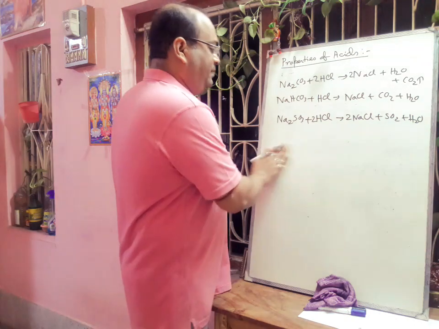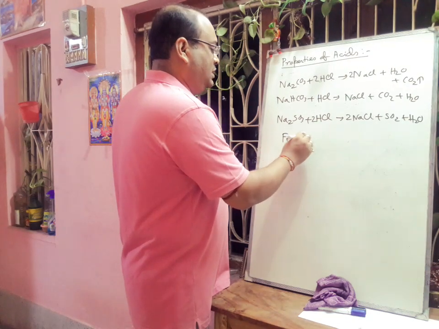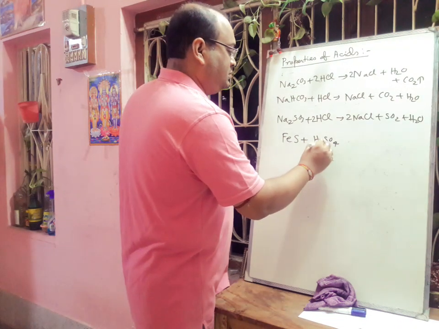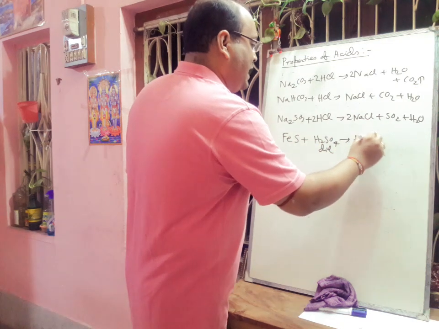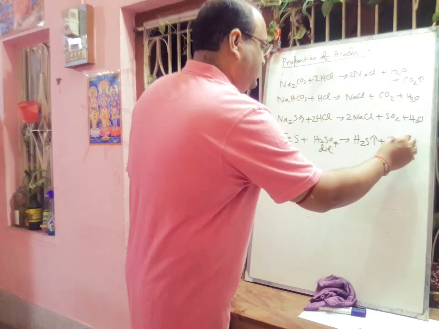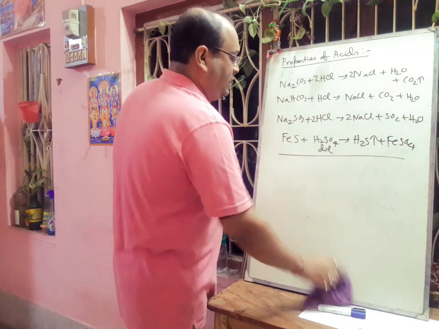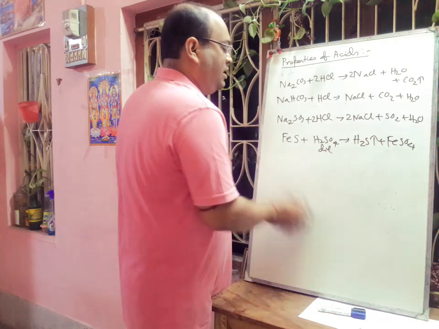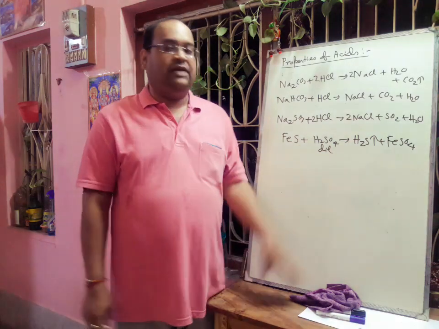If we take ferrous sulfide and add dilute sulfuric acid, that will produce H2S gas plus ferrous sulfate. So this is the laboratory preparation process. In our lab, if we want to prepare H2S gas, we have to take ferrous sulfide. Then if we add dilute sulfuric acid, that will produce hydrogen sulfide gas.